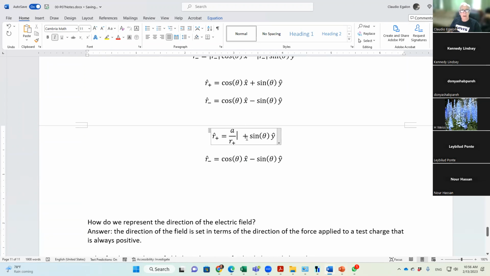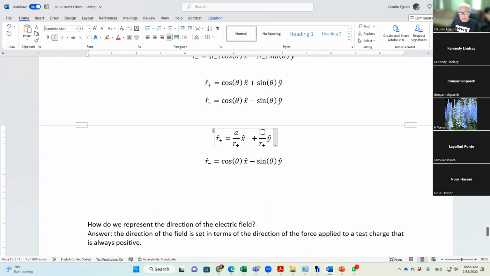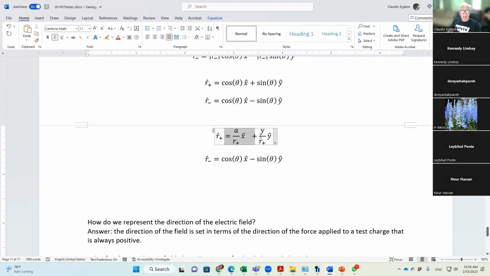Okay. A divided by r plus, yeah, that's cosine of theta. And sine of theta is going to be what? y divided by r plus as well. But r plus can be written here as the square root of y squared plus a squared, and we've got to put a square root here.